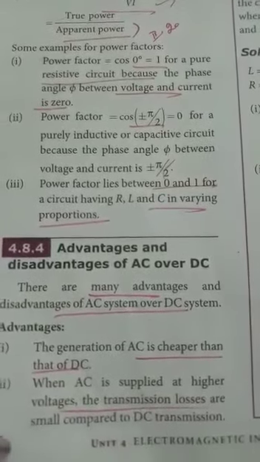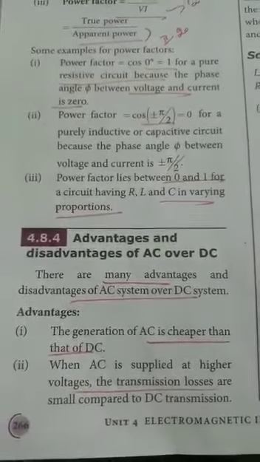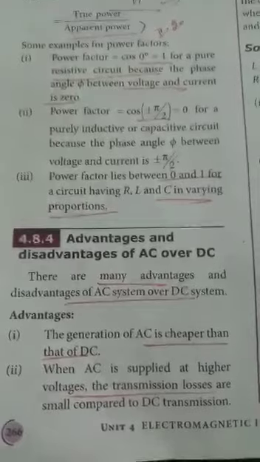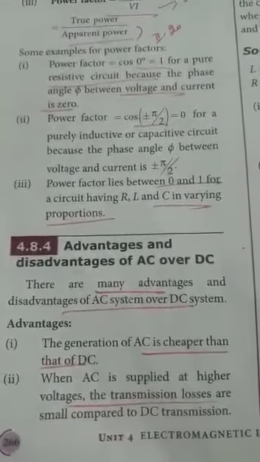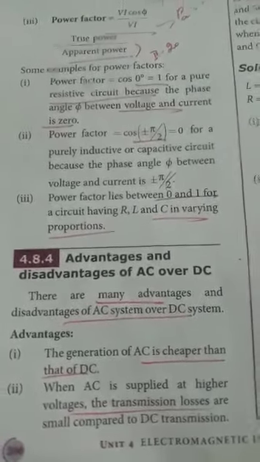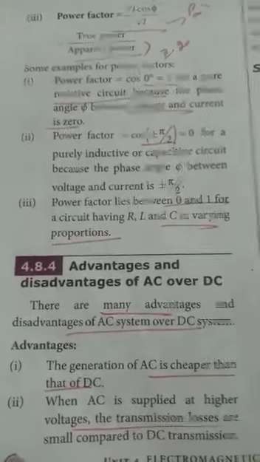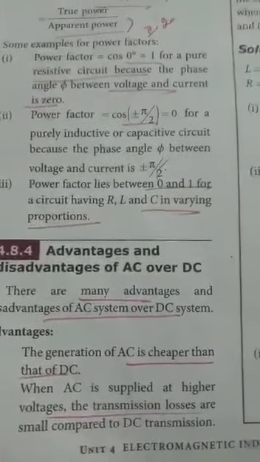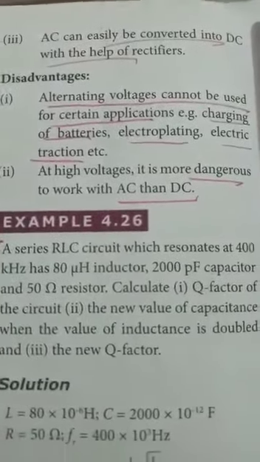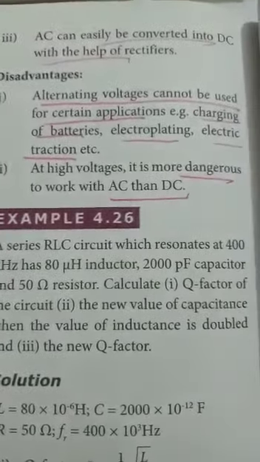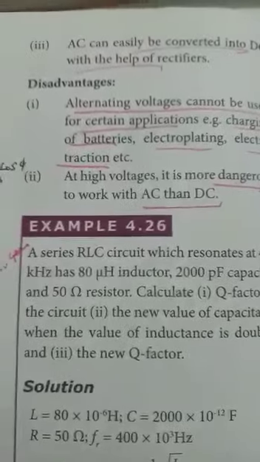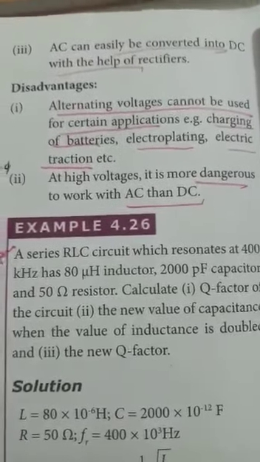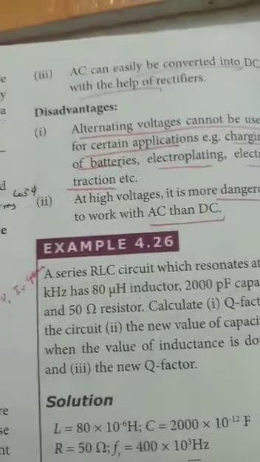That means AC voltages can easily be transformed. In that case, energy loss would be small. That means the transmission losses are small when compared to the DC transmission. And AC can be easily converted to DC with the help of a rectifier circuit. These are the advantages of AC.